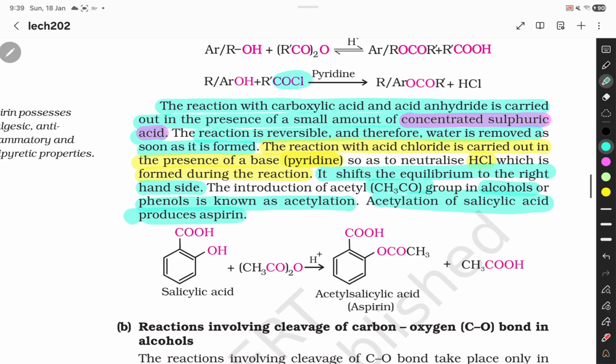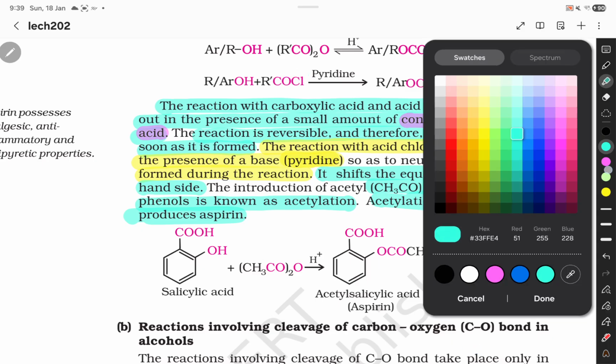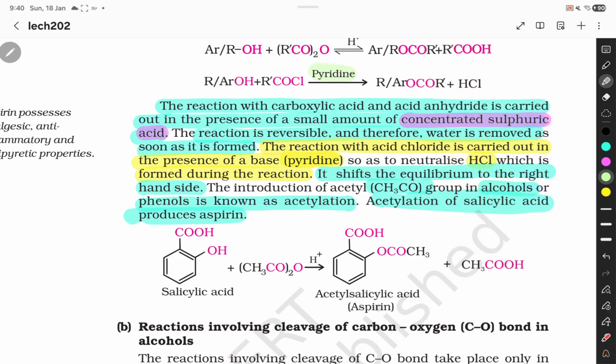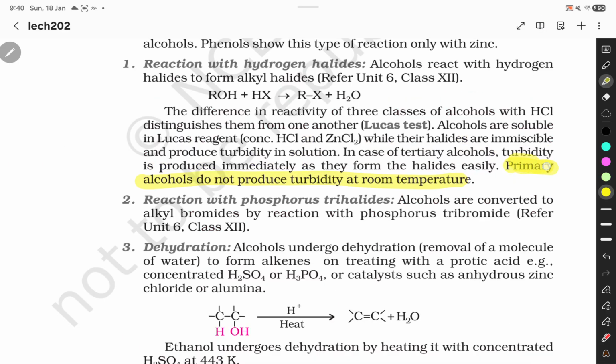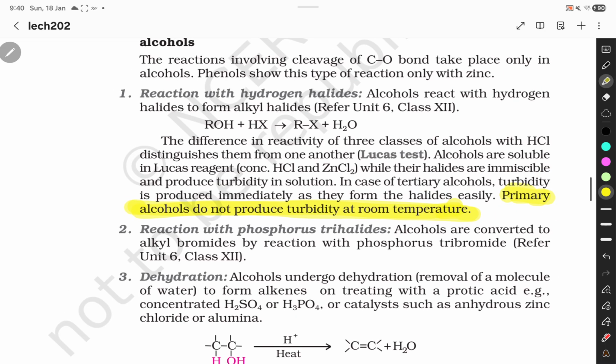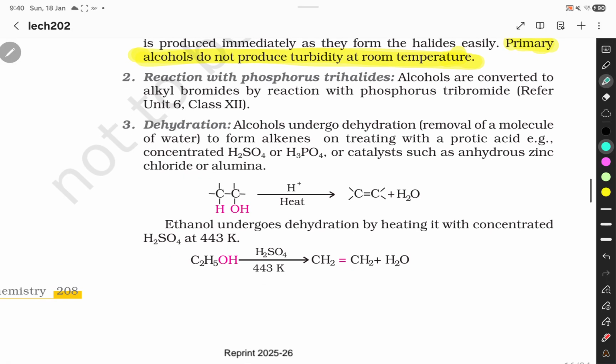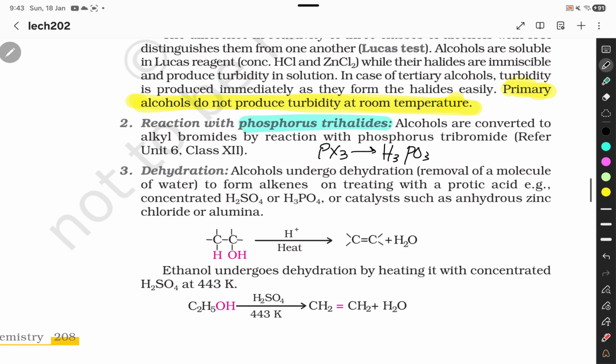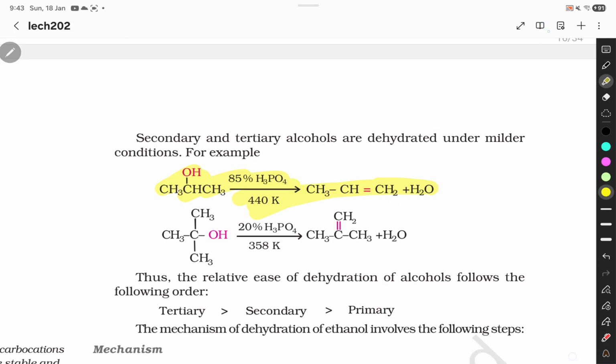Okay, note it down because they can ask it in very cheeky ways, that pyridine is required when HCl is released, so that the reaction does not go backwards. See, they are saying that primary alcohols do not produce turbidity at room temperature, but there's a chance that SN2 can happen. Think about it. Alright, remember phosphorus trihalides, they produce H3PO3 as the side product. Okay.